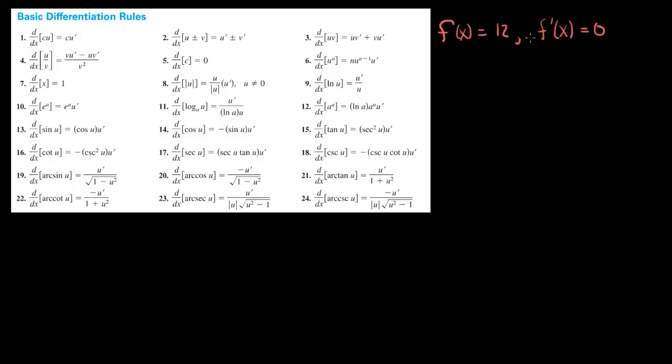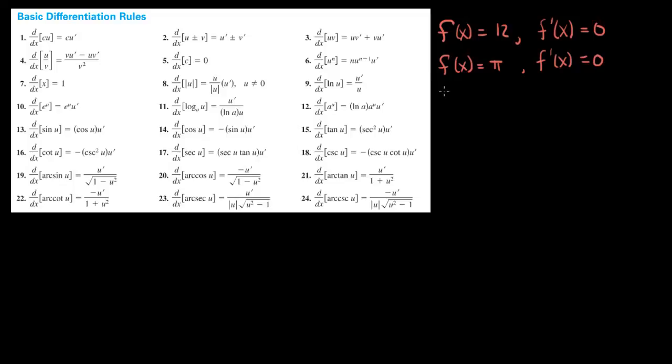Now, the constants could look a little weird. Let's say f of x equals pi. Pi is just a constant. So the derivative, f prime of x, in this case, is still 0, even though it's not an integer like we're used to dealing with. That's an irrational number. Pi is the ratio of a circle's circumference to its diameter. But it's still a constant, so the derivative is 0.